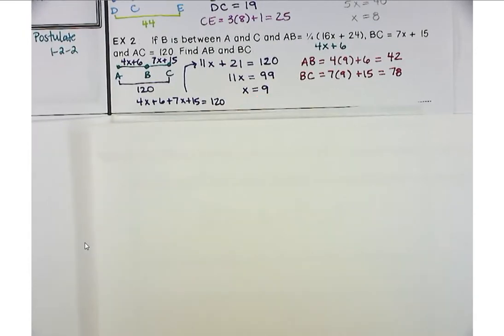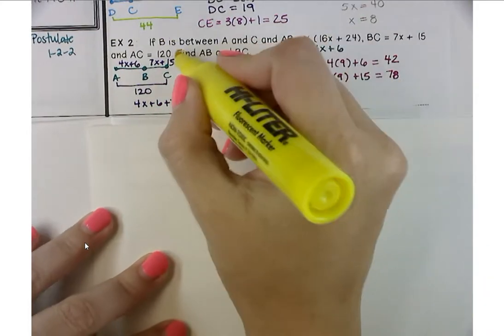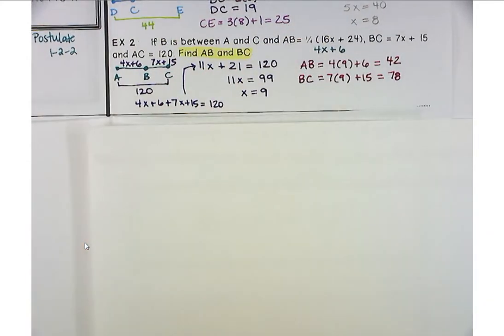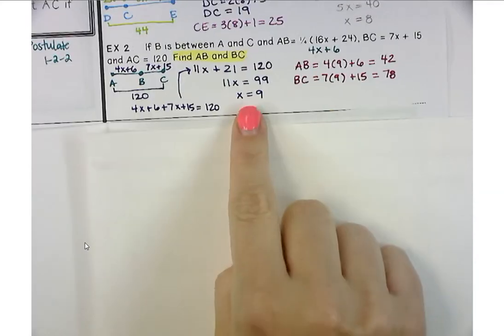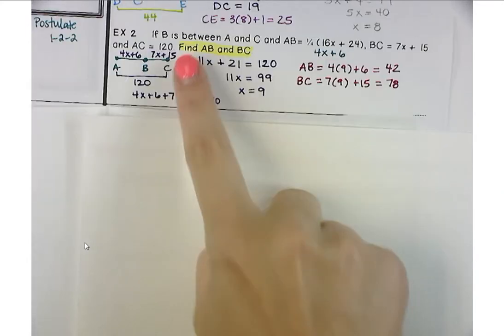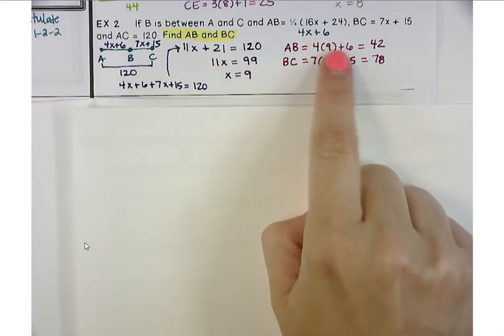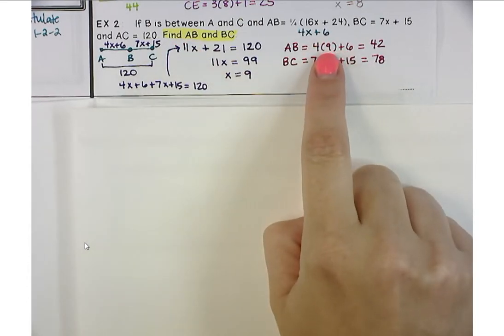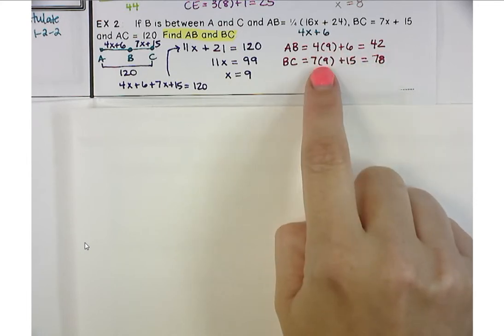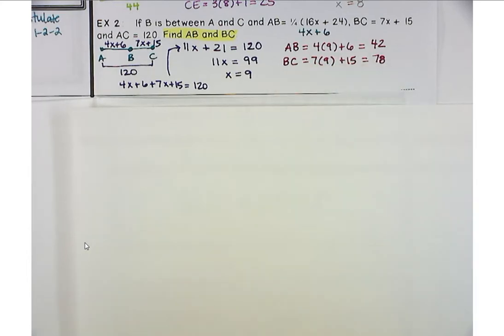Now yesterday we also went over that I'll highlight what you have to find. So you're not done when you find x. You have to find AB and BC. And if AB is 4x plus 6, all I have to do is substitute 9 in for x to get 42. I have to substitute 9 in for x in BC to get 78.